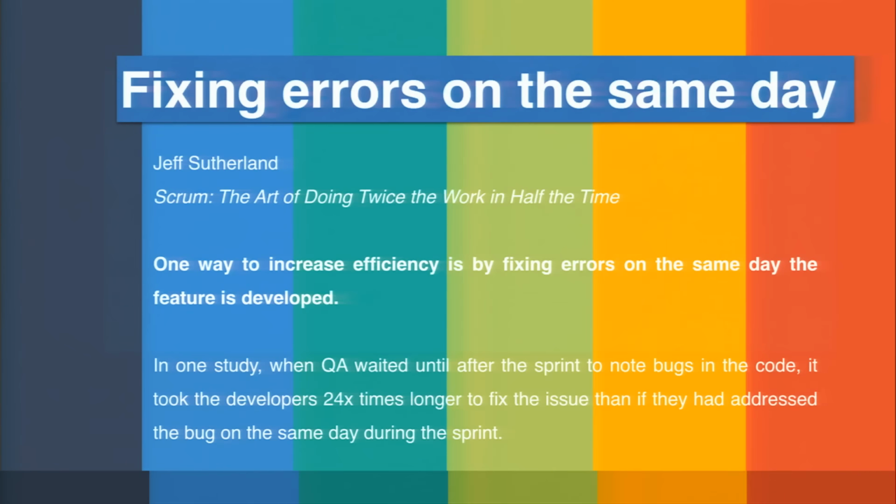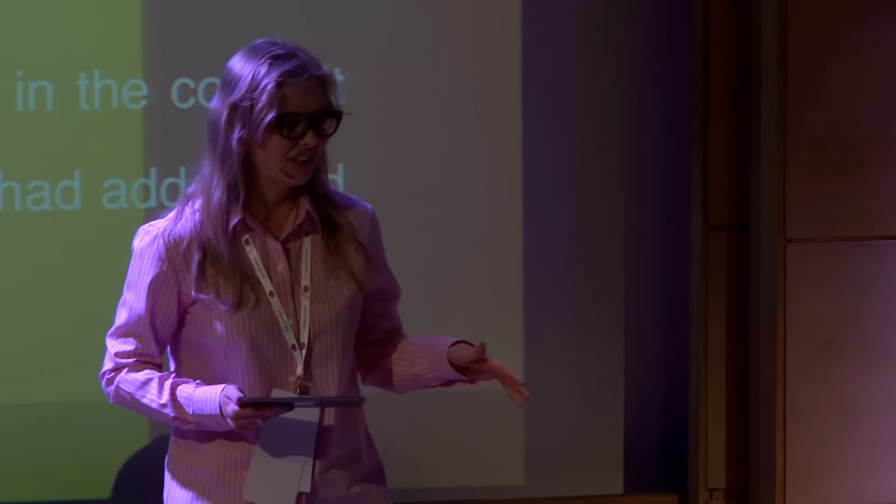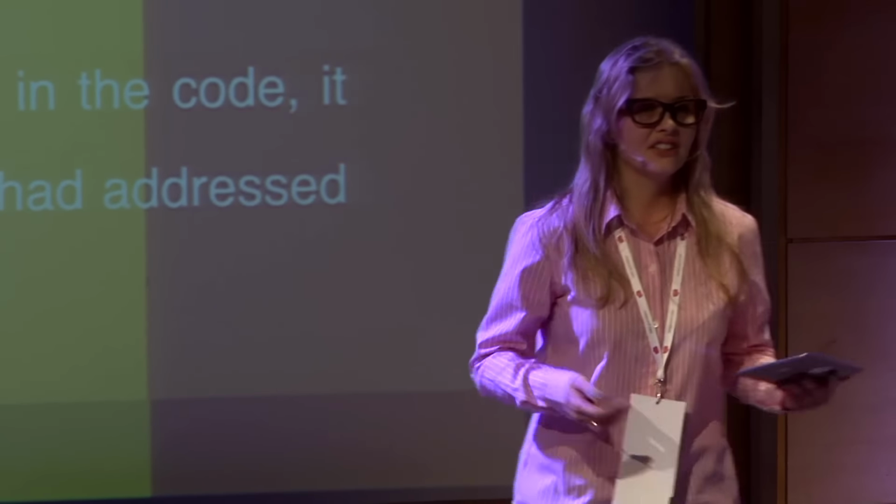Fixing errors on the same day. So this is from the book Scrum: The Art of Doing Twice the Work in Half the Time by Jeff Sutherland. And Jeff Sutherland was the older gentleman you saw in the video and the second slide. So he says that one way to increase efficiency is by fixing errors on the same day the feature is developed.